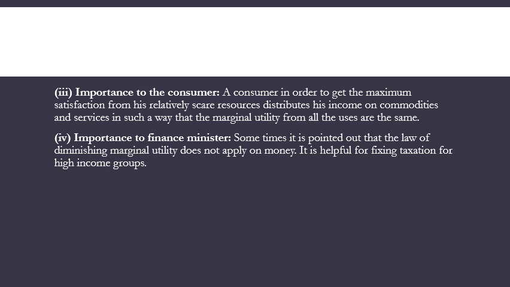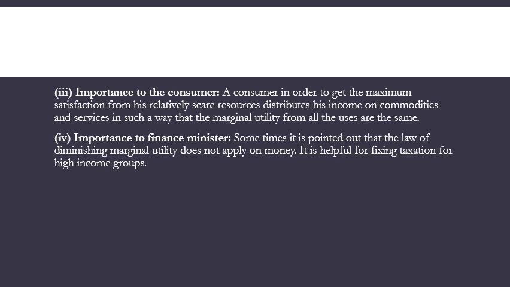And this theory is important to consumers in a way that a consumer, in order to get maximum satisfaction from his relatively scarce resources, distributes his income on commodities and services in such a way that the marginal utility from all the uses is the same. So he'll be spending on those commodities whose marginal utility is higher. In short, consumers will be spending their scarce resources on those products which have maximum utility.